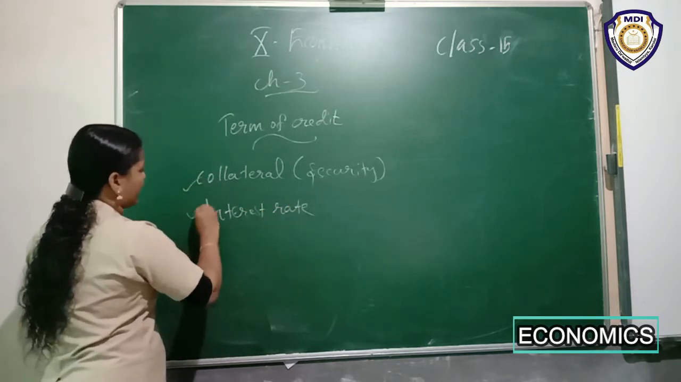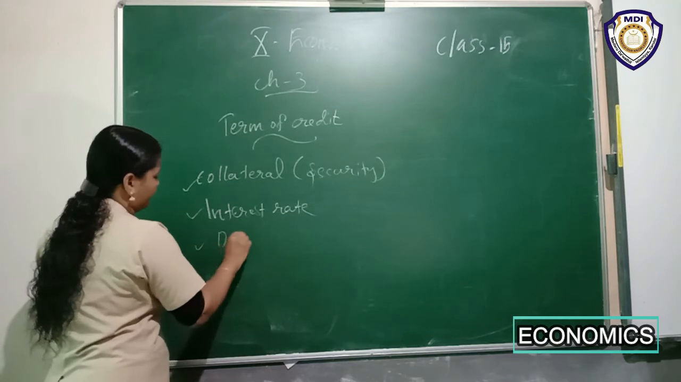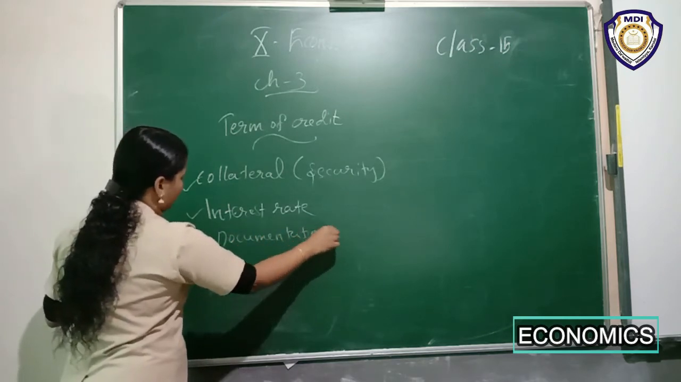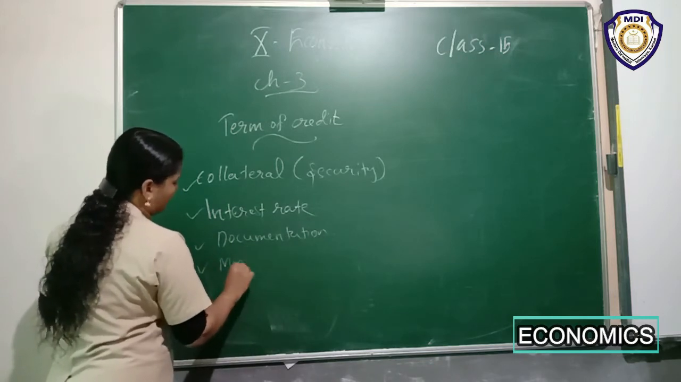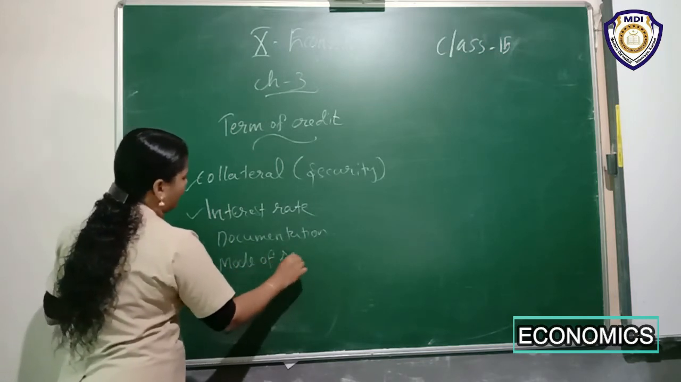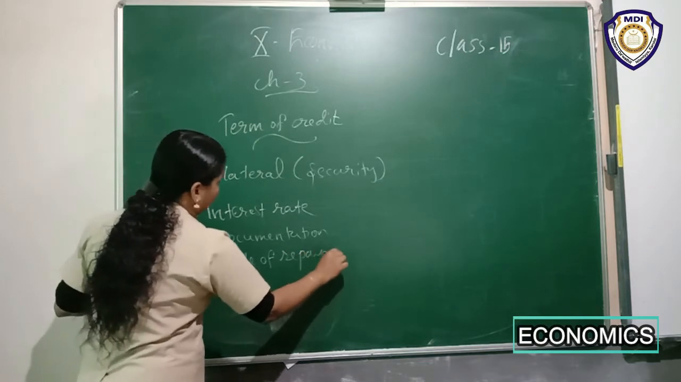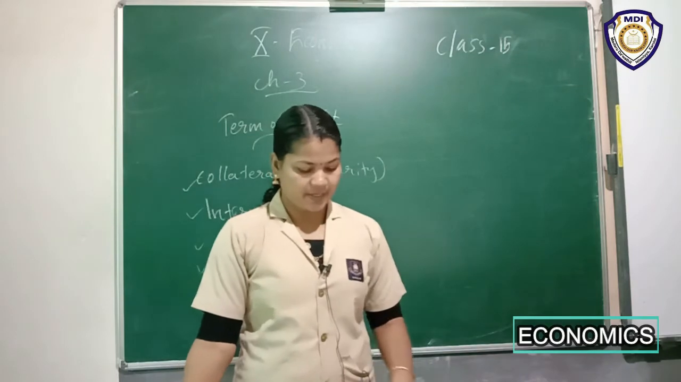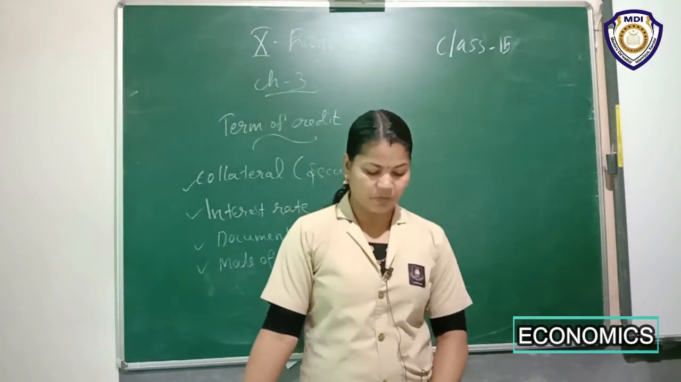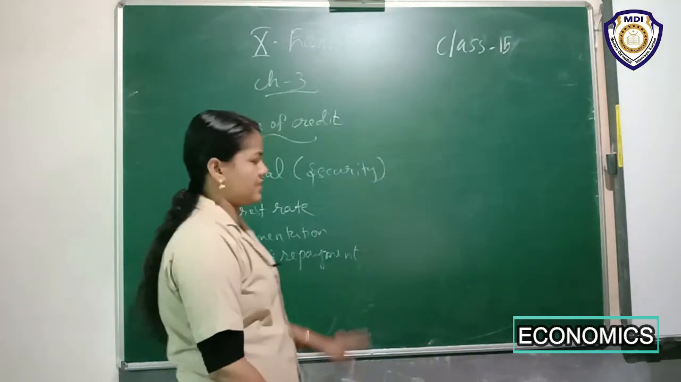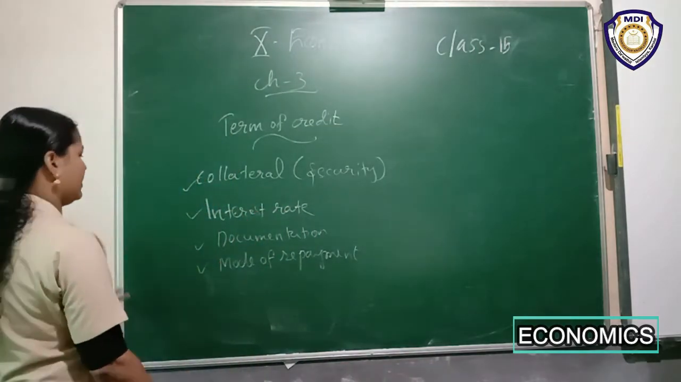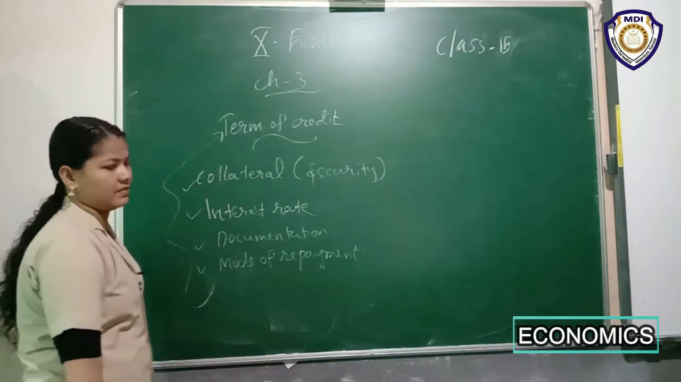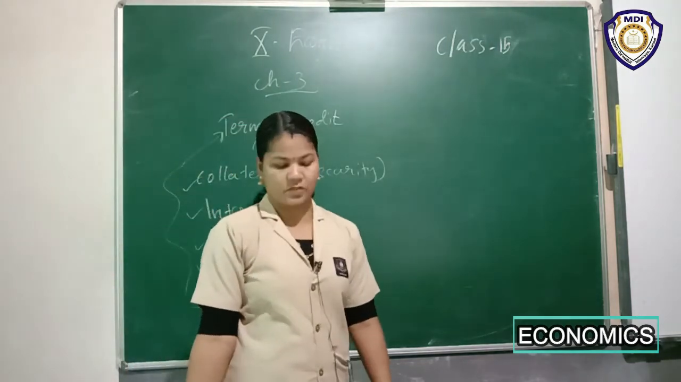Interest rate, collateral, then documentation, next mode of repayment. Okay, interest rate, collateral and documentation requirement and the mode of repayment together comprise what is called terms of credit. Okay, these are called terms of credit. Is it clear what is included in the terms of credit?